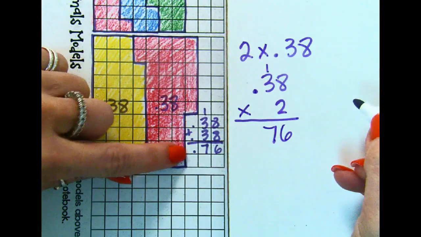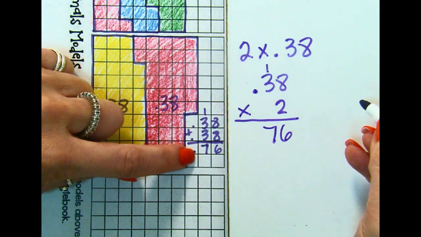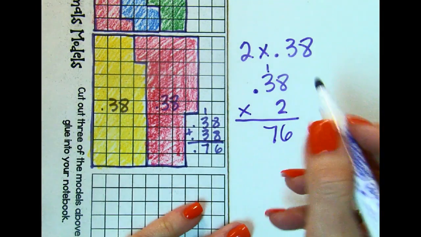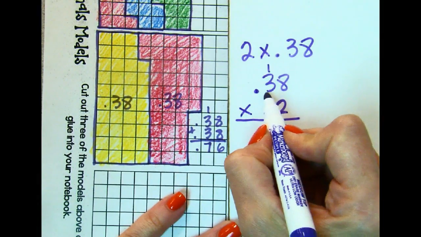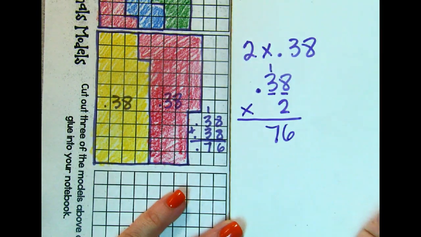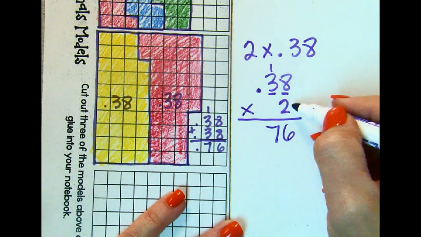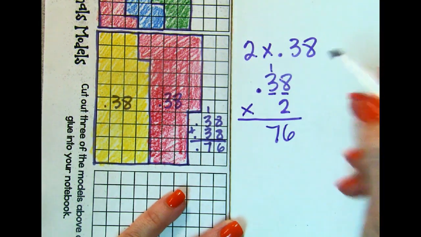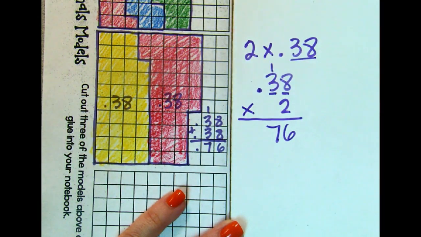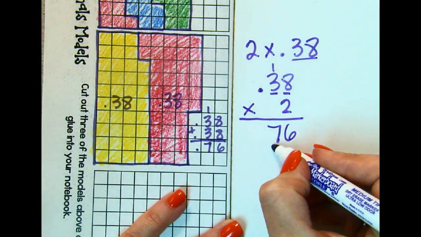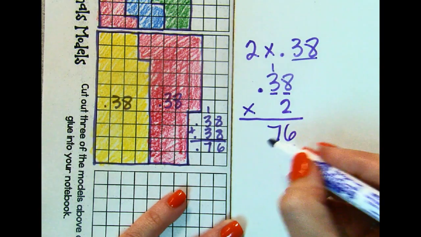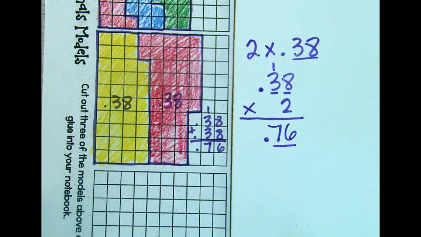Yes. But why are we putting our decimal before the hundredths, before the 7? Because we have 2 decimal place values in our factors combined. This is a whole number. 2 is a whole number. 38 hundredths is a decimal number, and there are 2 decimal place values, so we have to have 2 decimal place values in our product. That's why we leave it like that, 76 hundredths.